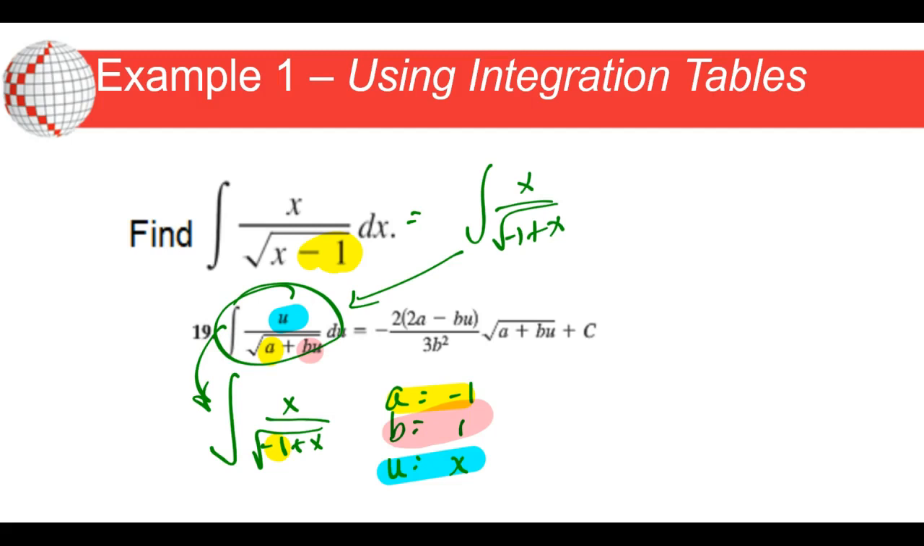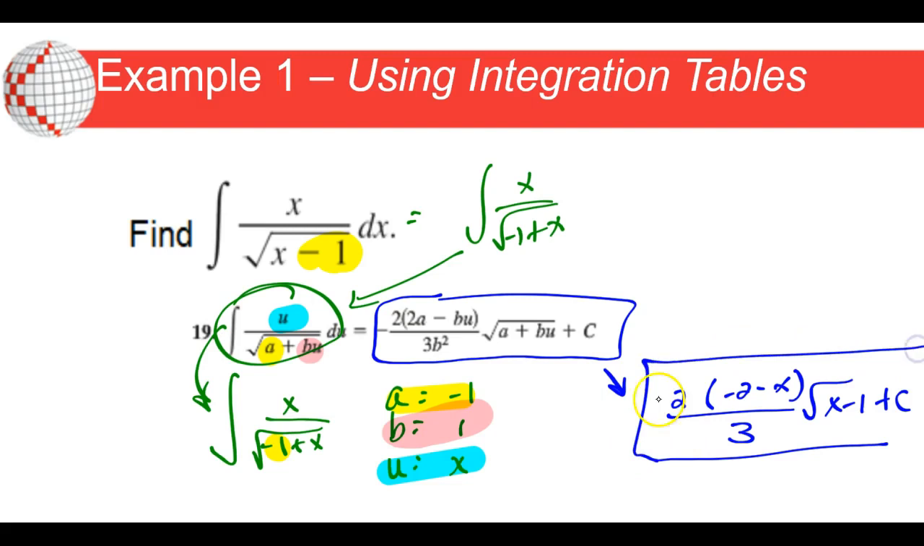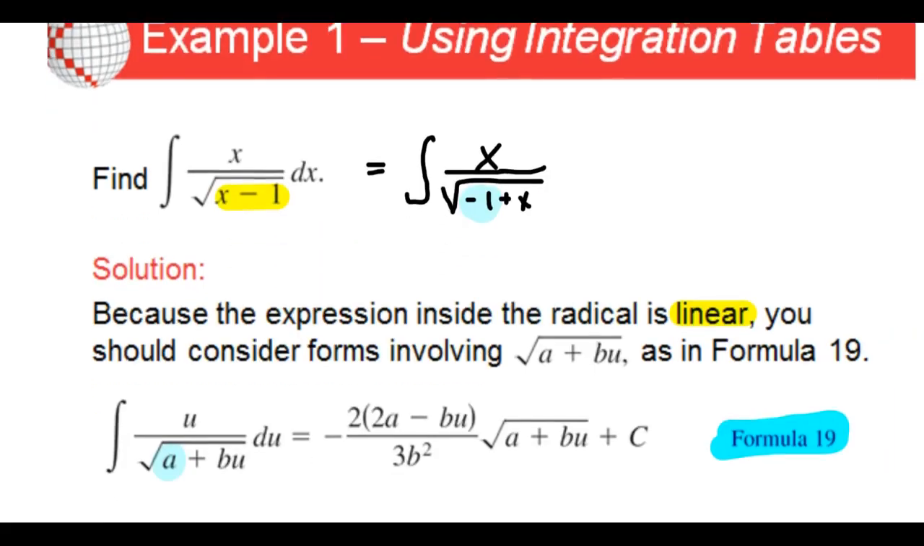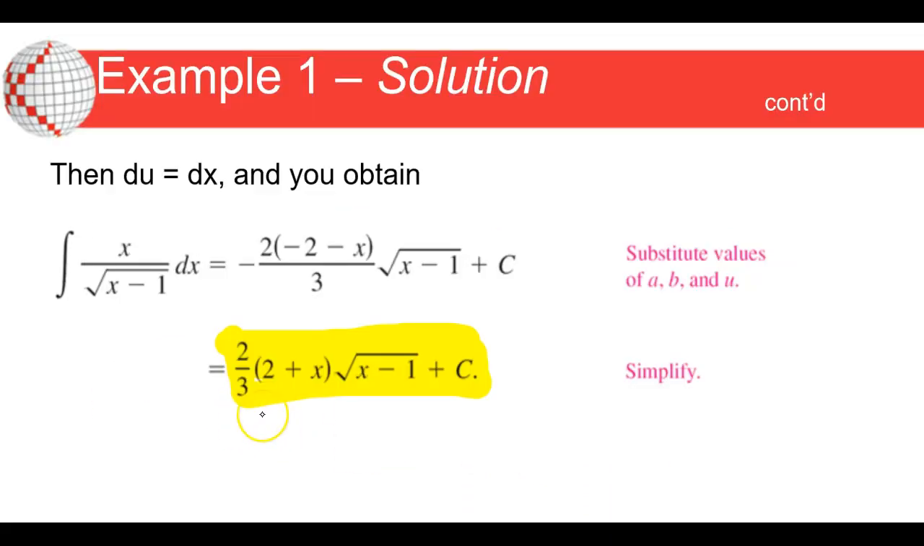All you do is rewrite exactly the answer, and you just plug in for a's, b's, and c's. So negative 2 minus x, all divided by 3 times 1 squared, the square root of x minus, really it's negative 1 plus x, but we can write it back in this form, and I am done. So again, using formula 19, identify the a, b, and x.